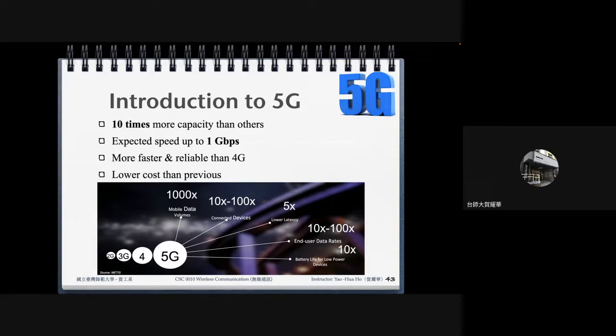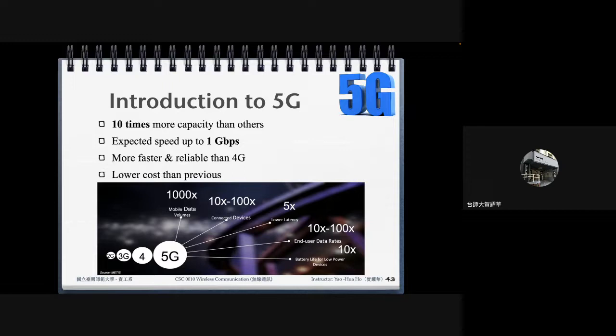Now, the fifth generation cellular network has 10 times more capacity compared to the fourth generation. The speed is now expected to be up to 1 gigabyte per second. That's 1 gigabyte per second. It's much faster and much more reliable compared to the fourth generation, and the costs are actually lower than the previous generation.